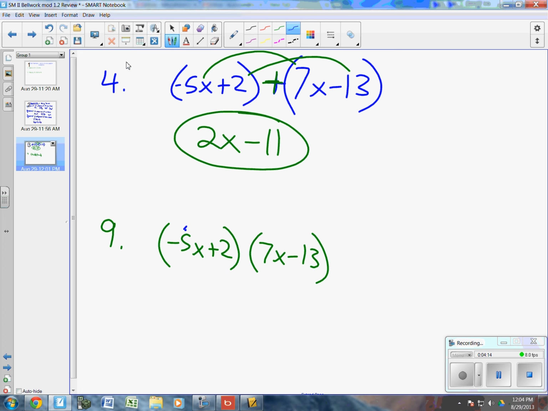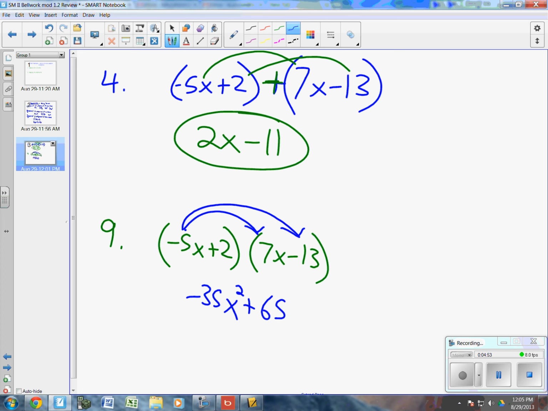So I'm going to distribute the negative 5x. I have to do it to both terms. And unlike add, where I combine like terms, I just add 2 terms that are alike, this one I have to multiply the negative 5x by both terms, right? So negative 5x times 7x is negative 35x squared. Don't forget that x times x is x squared. Negative 5x times negative 13 is a positive 65x. So I've distributed the negative 5x.